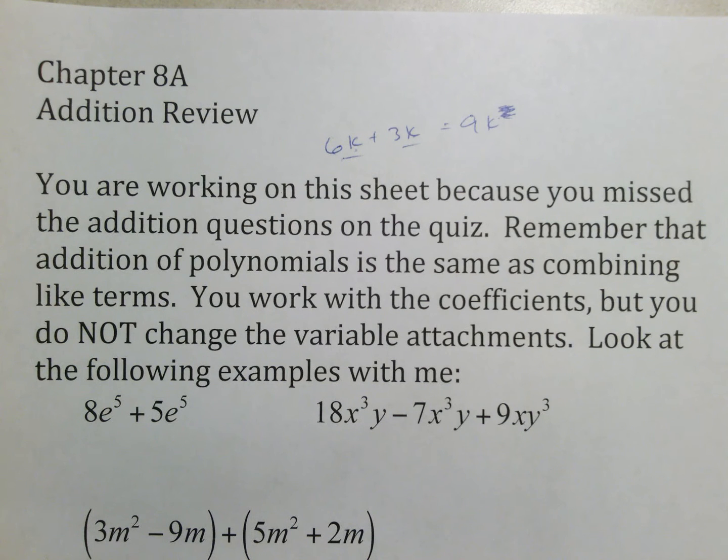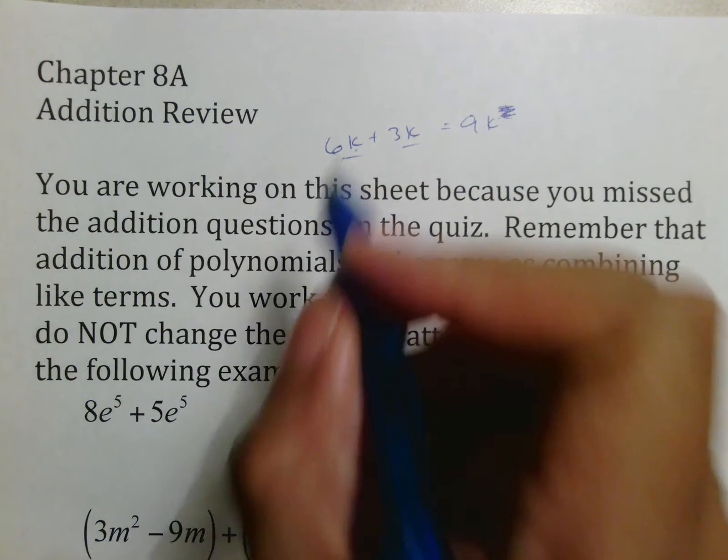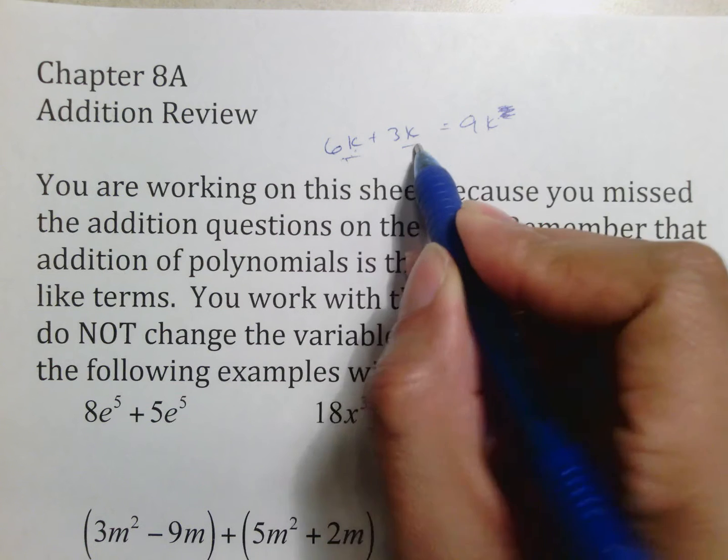Others of you just did not really pay attention to what the signs were, what the numbers were. But again, just remember that you work with the coefficients, but do not change the variable attachments when you are combining terms. You have to separate this out, and there are two main things that separate addition from multiplication. Addition is combining of like terms, which is when you simply put things that are alike together.